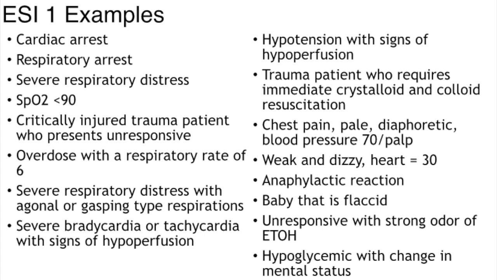Critically injured trauma patients who are unresponsive will need life-saving measures. Any overdose with a respiratory rate of 6 or below, you would anticipate them needing Narcan, so they should be an ESI 1. A severe respiratory distress patient with agonal or gasping type respirations will need a definitive airway. Severe bradycardia may need an external pacer or atropine.